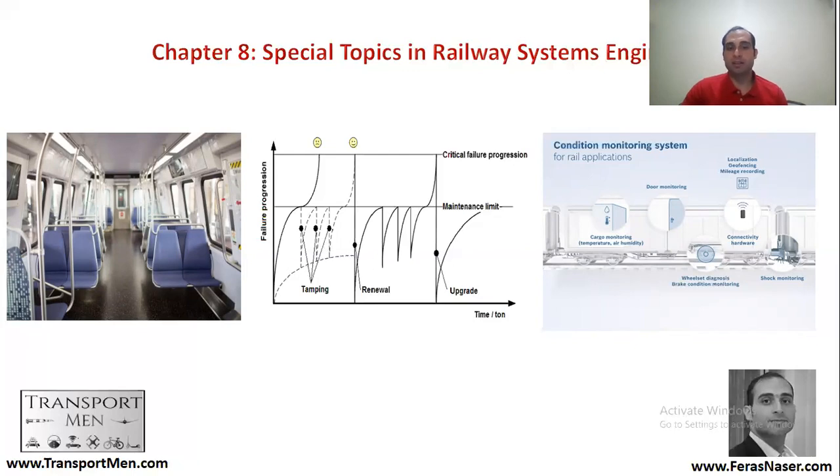And you can see that in the beginning the track geometry has deteriorated, but with damping the alignment has come back. And the third picture is showing condition monitoring systems, which are distributed all around the train and the track.